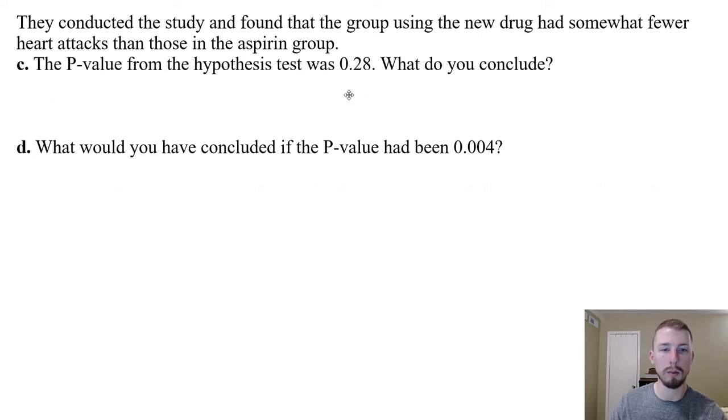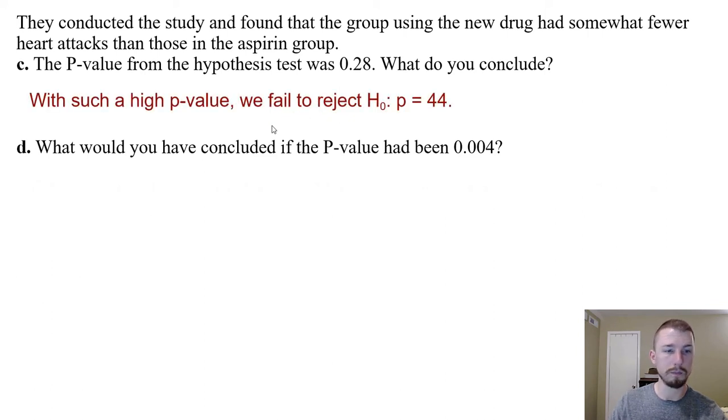It's too common. Our p-value, the probability of this occurring, is too high, in other words, for us to be able to conclude that it is more effective. So we fail to reject the null. So with such a high p-value, we fail to reject the null hypothesis, which is that the true proportion is still 44%. So it's not any more effective than aspirin. So there's either two things. We either need to do a larger study in order to increase the power, or it's just that the effect size is not big enough for us to be able to detect it with such a small sample size.